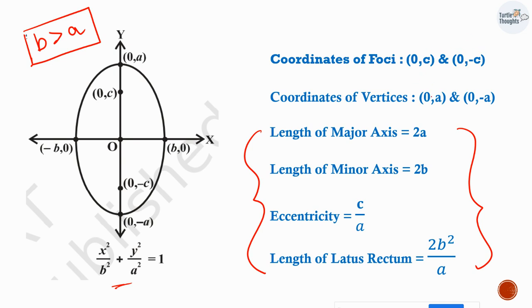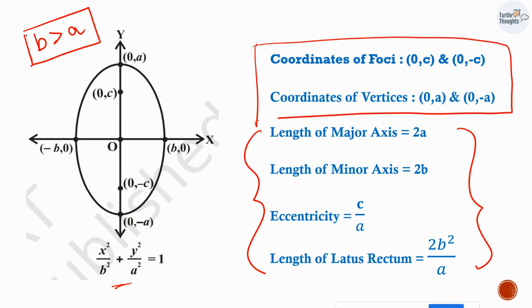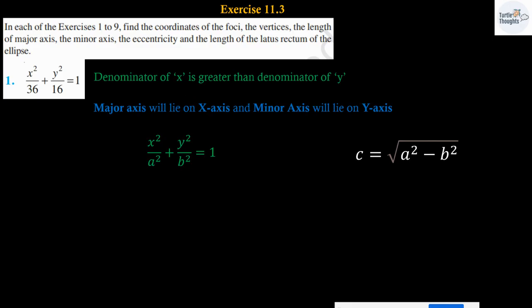Coordinates of the vertices are (0, a) and (0, minus a). So only these two are going to be different. All the other four will remain the same. Now I am going to take up similar problems from 11.3.